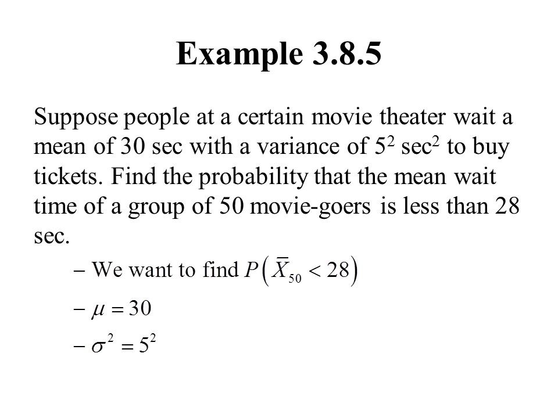So in mathematical notation, we want to find the probability that x bar sub 50 is less than 28. 50, that's our sample size, that's the value of n. We want to find the probability that the mean is less than 28. So our population mean is 30, and the population variance is 5 squared. Now, we're not told anything about the population distribution, but that doesn't matter. Central limit theorem does not require a certain population distribution.